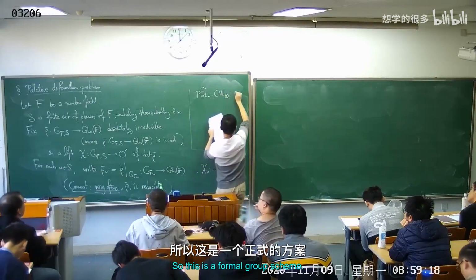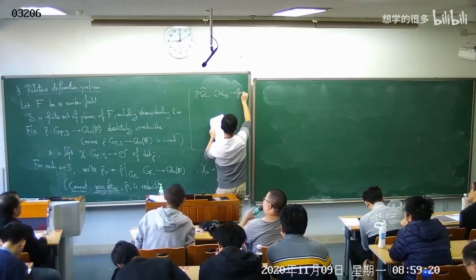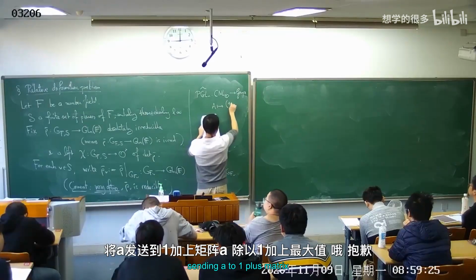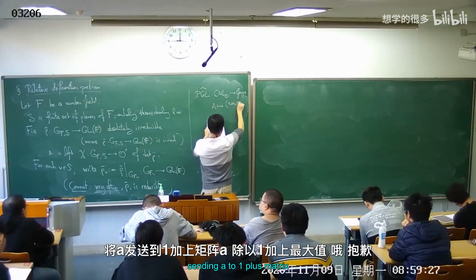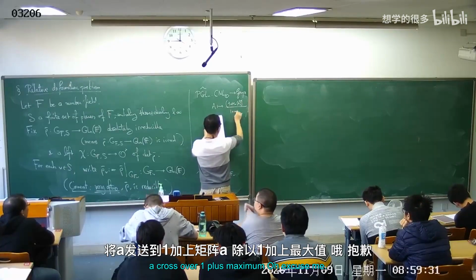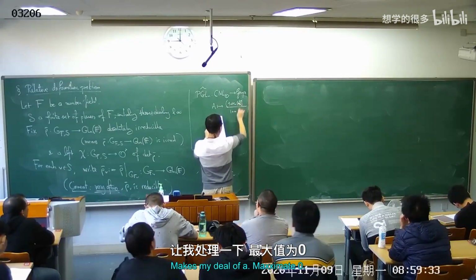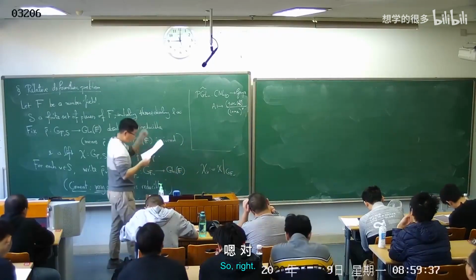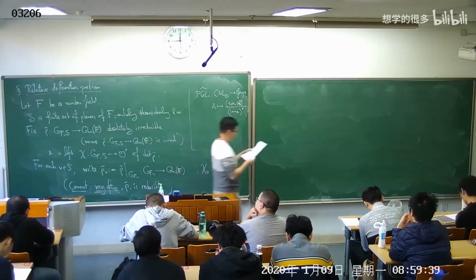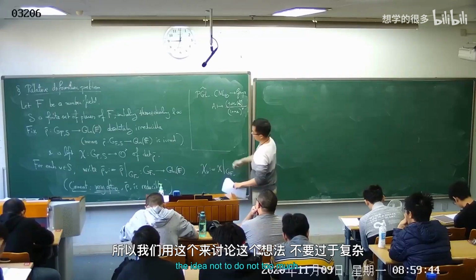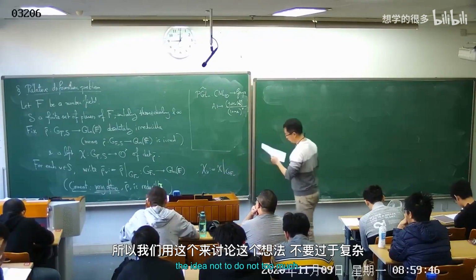So this is a formal group scheme. It goes to groups, sending A to 1 plus the matrices over the maximal ideal of A, so 1 plus M_n of the maximal ideal of A, the maximal ideal cross. Okay. So we use that just to discuss the idea, not to do much.